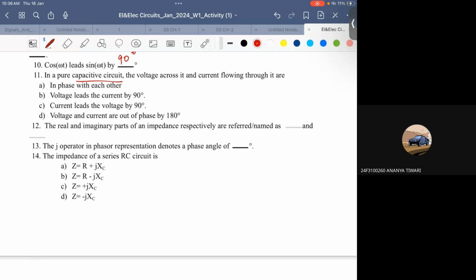In a pure capacitive circuit, you just have a capacitor, and the voltage across it. You already know that, right? In a pure capacitive circuit, what happens? Current leads. Correct. The IC will be leading by 90 degrees. I have already discussed this.